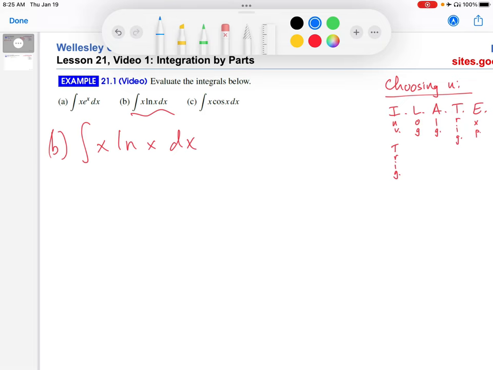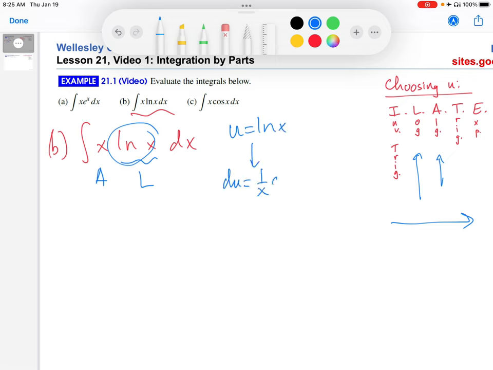Okay, same idea here. So this is an algebraic function. This is a logarithmic function. And logs, again, going left to right, come first in this list, and then come algebraic. So this time, we actually want to choose u to be ln of x. Right? So let's choose u to be ln of x. We'll find its differential, du, is just the derivative of ln of x, 1 over x, dx. And then everything left over in the integrand, which is x dx, that is dv. So dv is x dx.